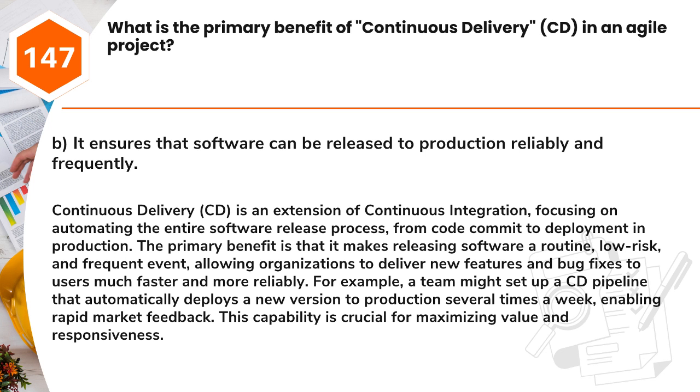Answer: B. It ensures that software can be released to production reliably and frequently. Continuous delivery, CD, is an extension of continuous integration, focusing on automating the entire software release process, from code commit to deployment in production. The primary benefit is that it makes releasing software a routine, low-risk, and frequent event, allowing organizations to deliver new features and bug fixes to users much faster and more reliably.